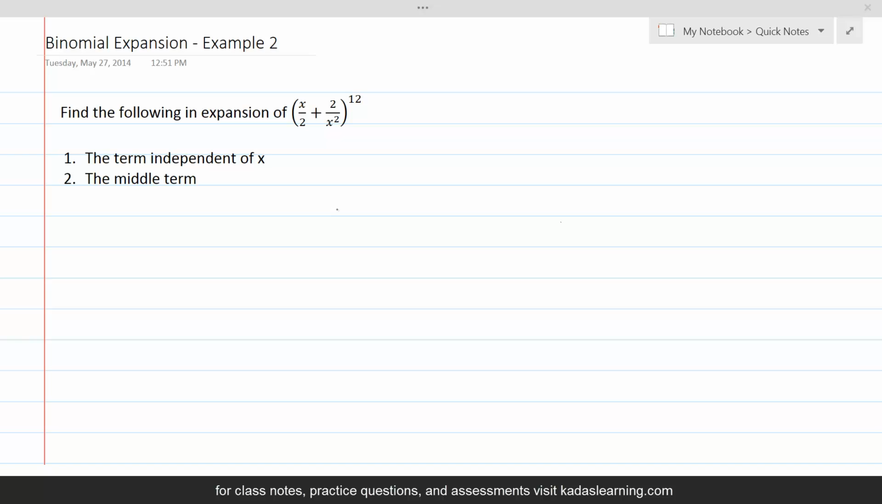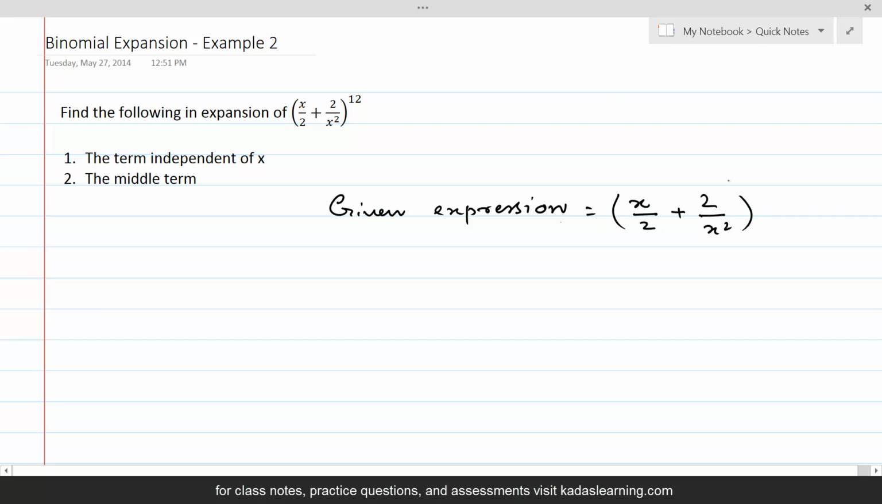Binomial expansions. Find the term independent of x and the middle term in the expansion of (x/2 + 2/x²) to the power 12. So let's get started with the given expression. The given expression is (x/2 + 2/x²)^12.